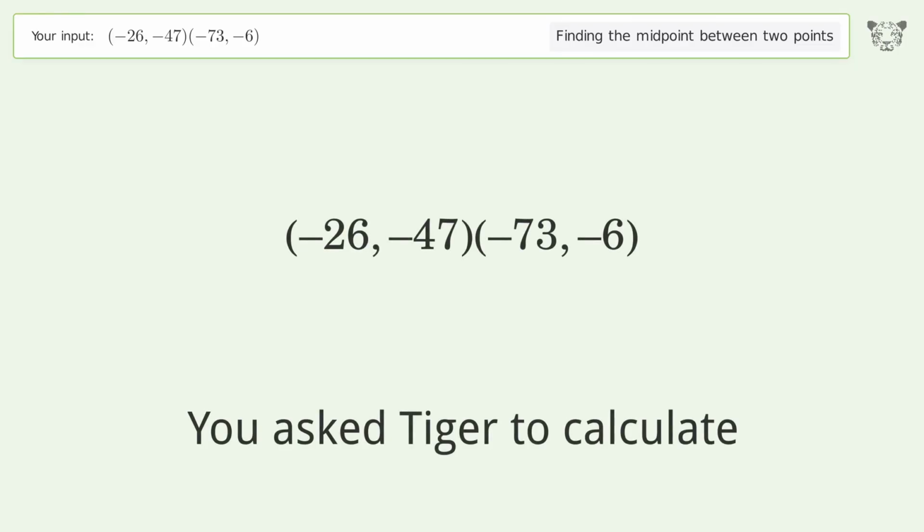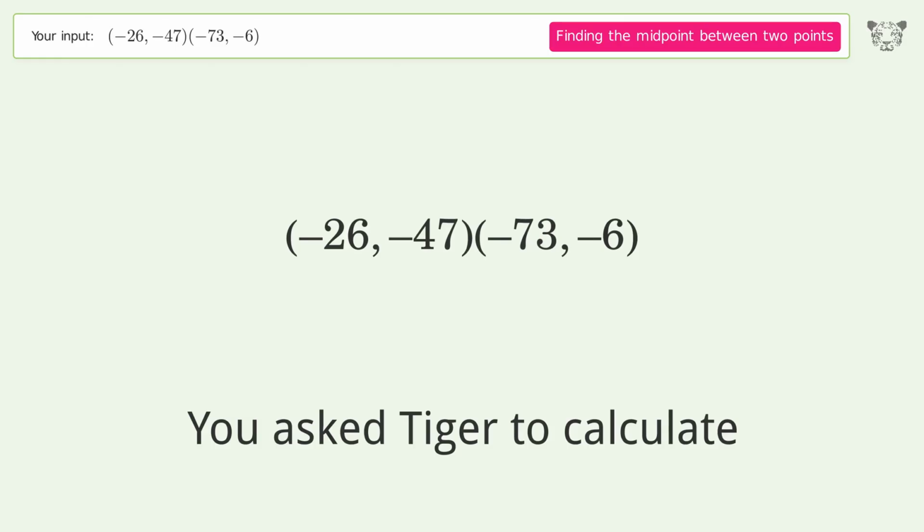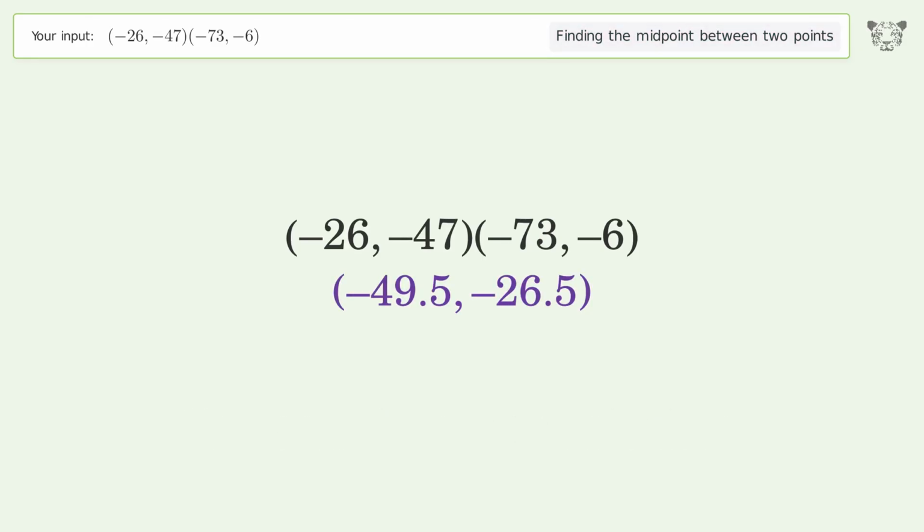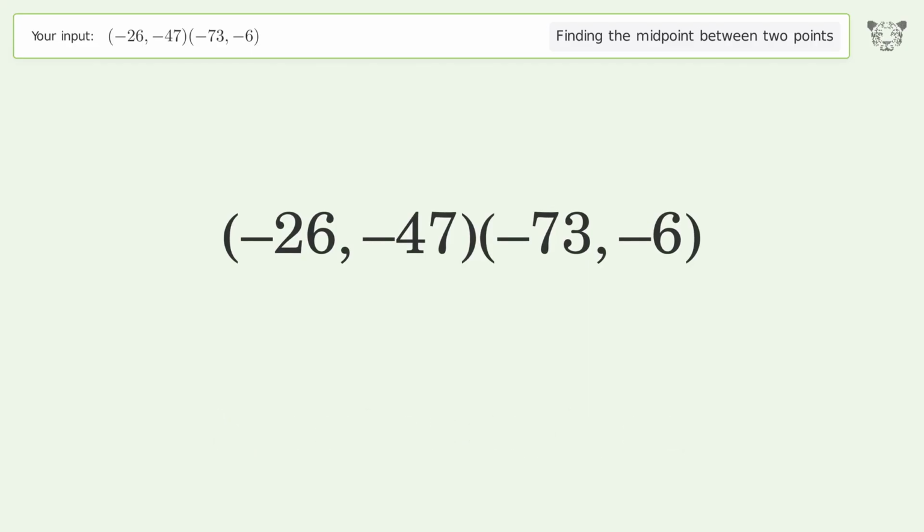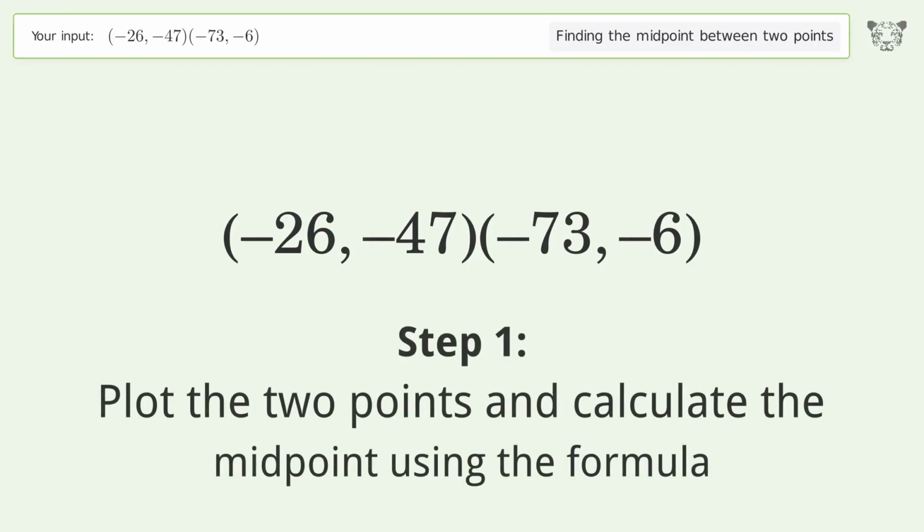You ask Tiger to calculate. This deals with finding the midpoint between 2 points. The midpoint between the 2 points is -49.5, -26.5. Let's solve it step by step. Plot the 2 points and calculate the midpoint using the formula.